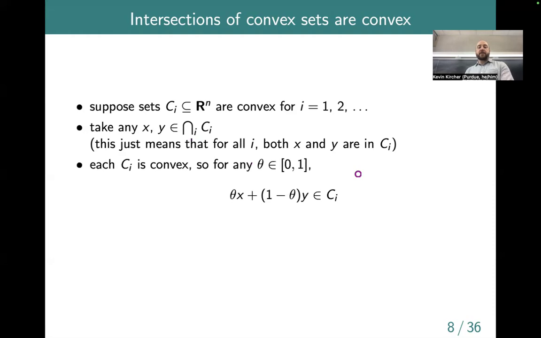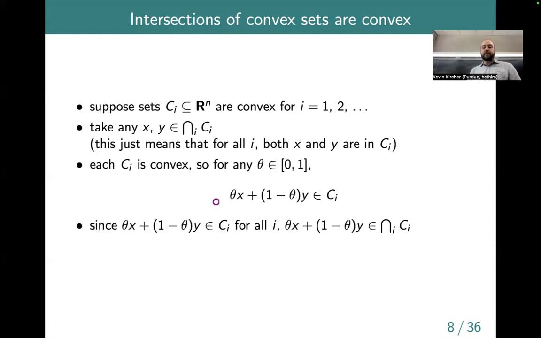Okay, then we know the Ci sets are convex. So we can pick any theta between 0 and 1, and we get that the convex combination of any x and y is also in that same set Ci. So because that is true, we get that the convex combination here is in fact in the intersection of all of the Ci's.